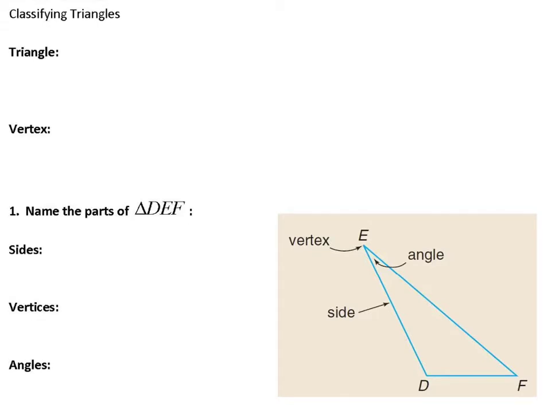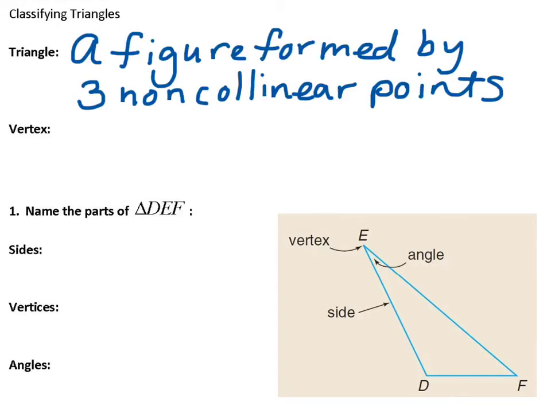So let's just define what this thing called a triangle is. A triangle is a figure formed with three non-collinear points. So a figure formed by three non-collinear points would resemble this little picture that we have right here. And we name this triangle DEF. So you can see that here.